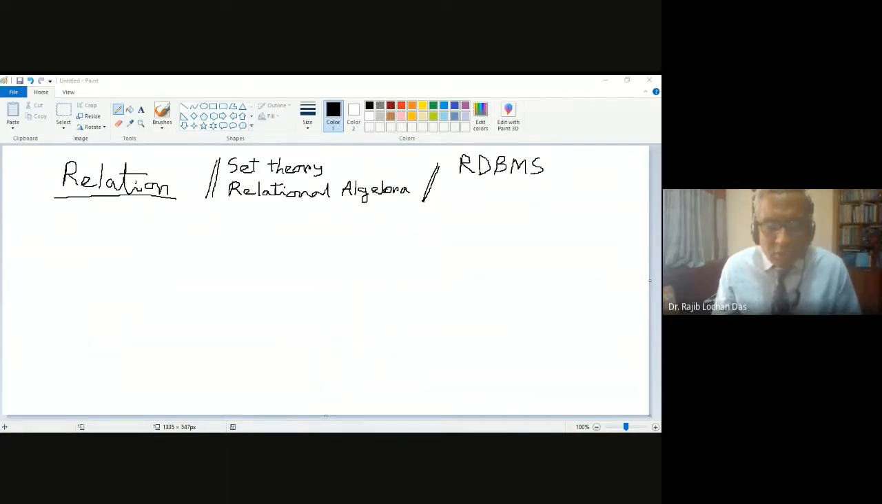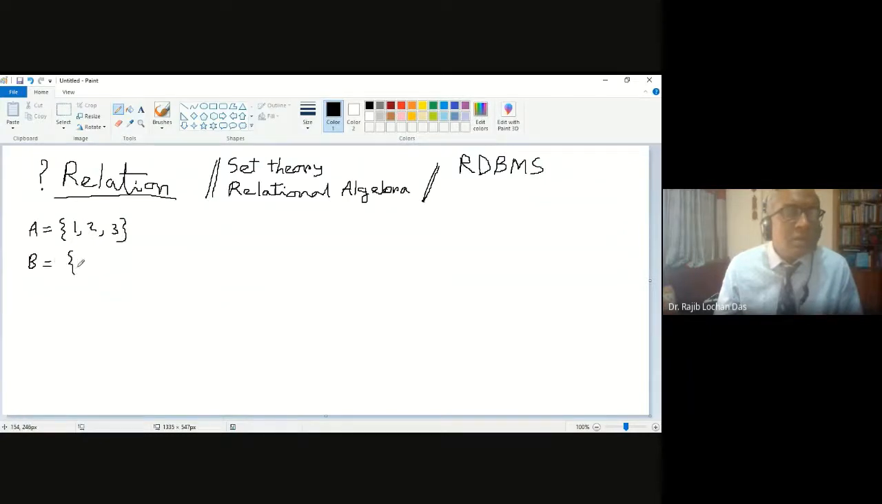So I will talk a little more on RDBMS and the connection with the computer science area. Let us talk about what is relation first. I told you it comes with set theory, so you know the set. Say one set is A, then there are three numbers here, say 1, 2, 3. Another set is B and the elements are X, Y.